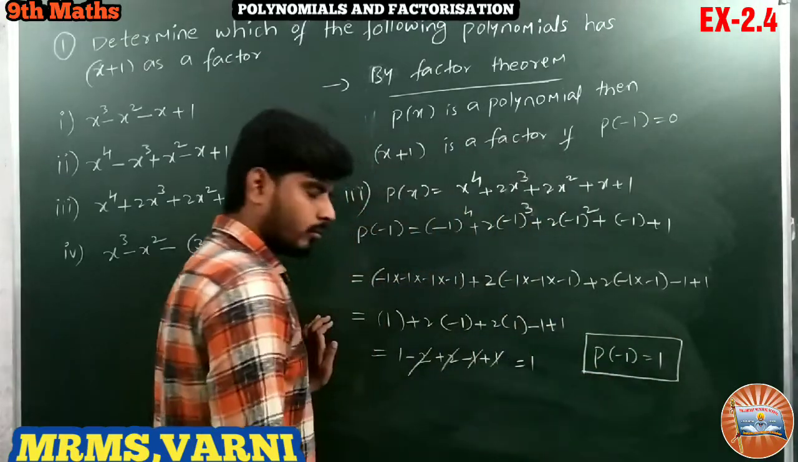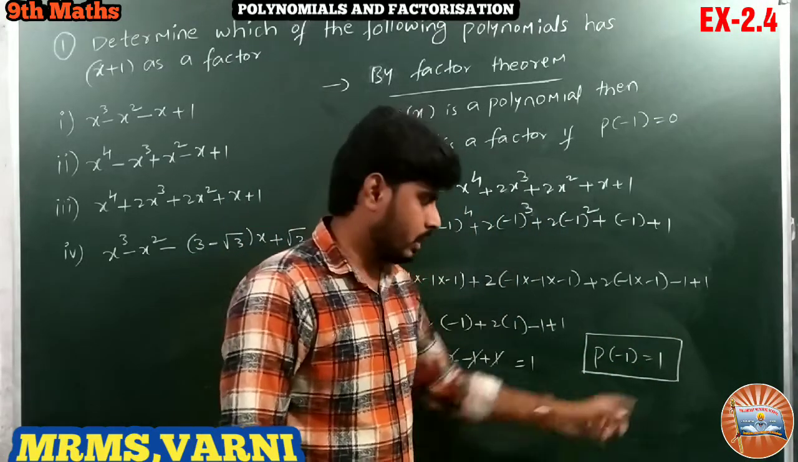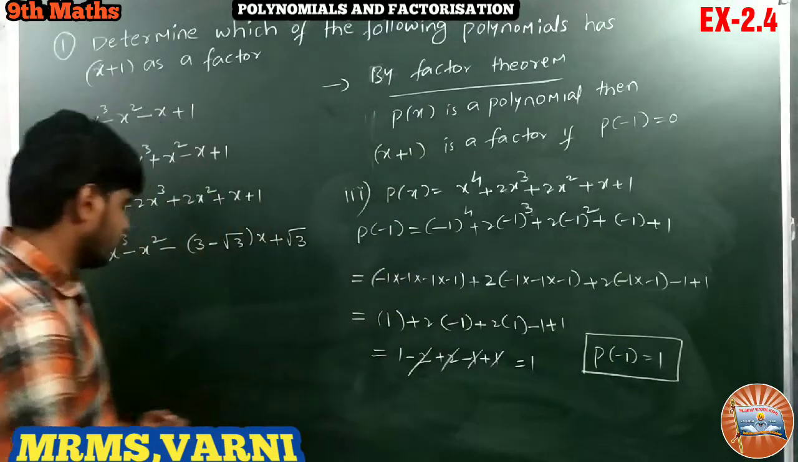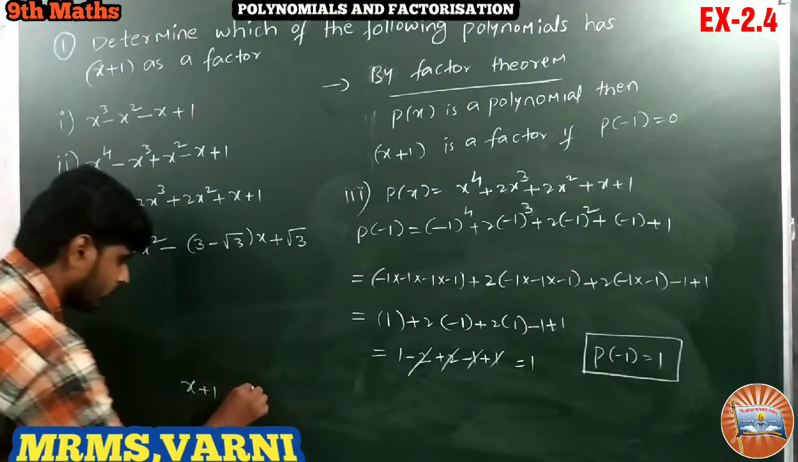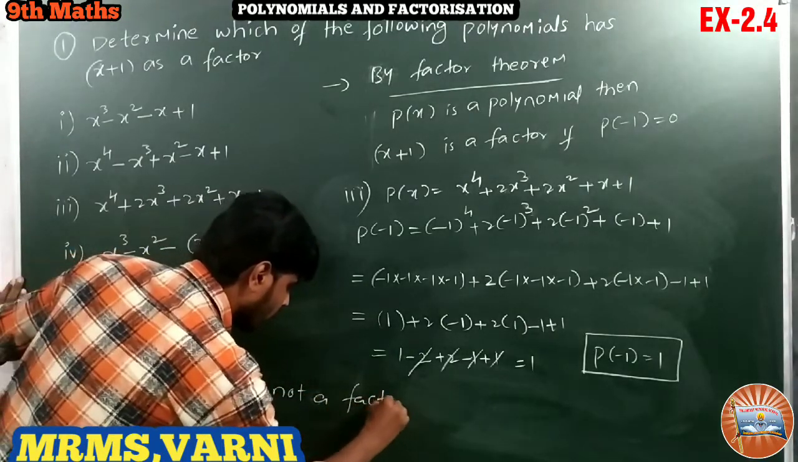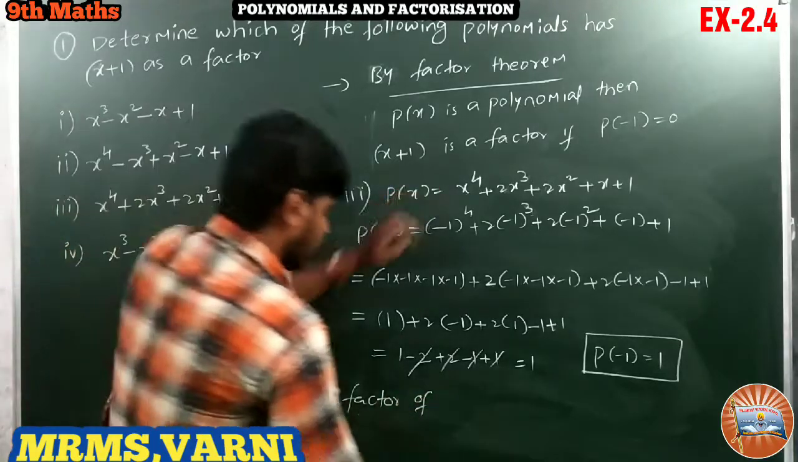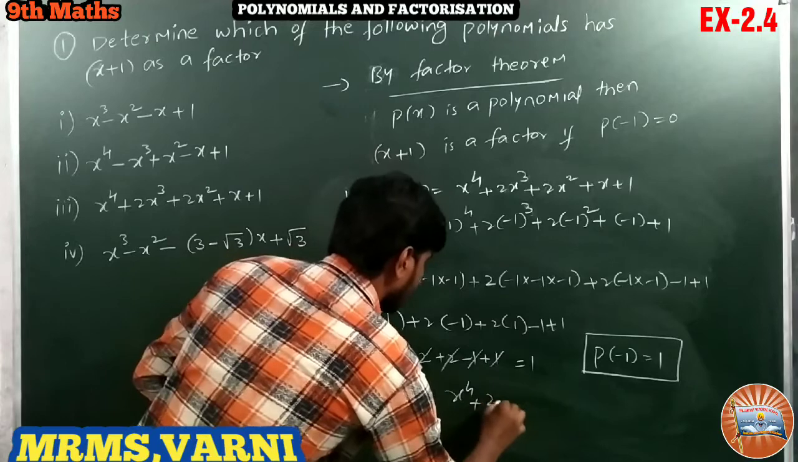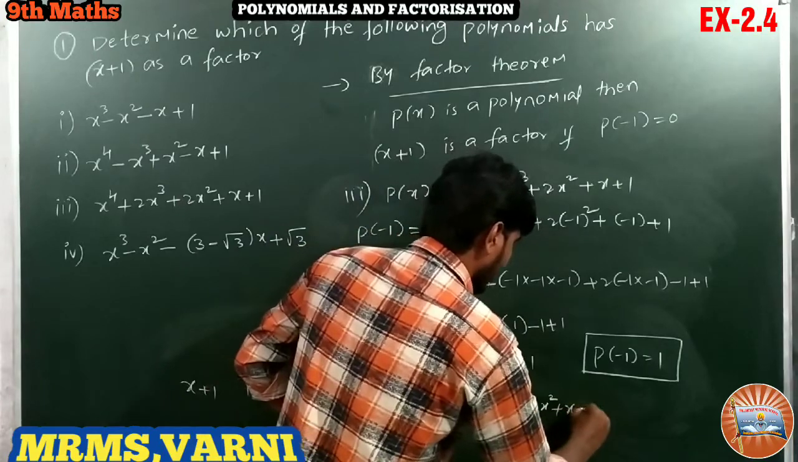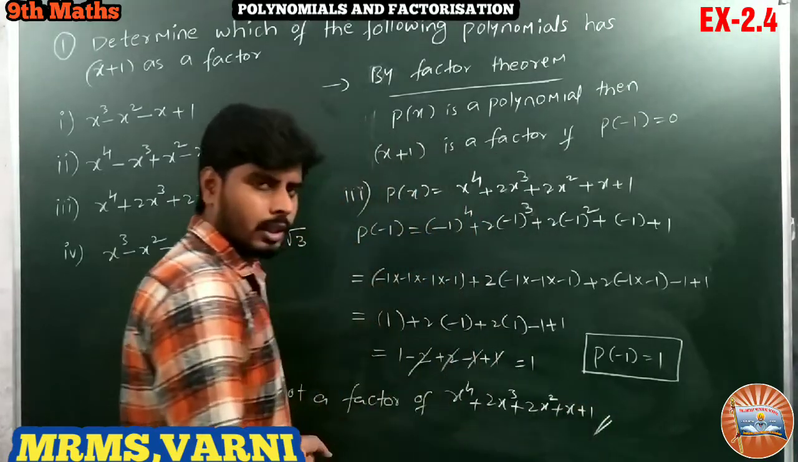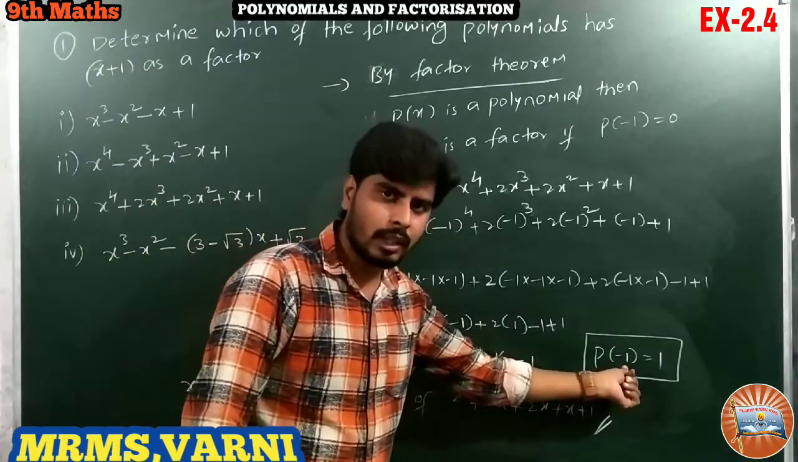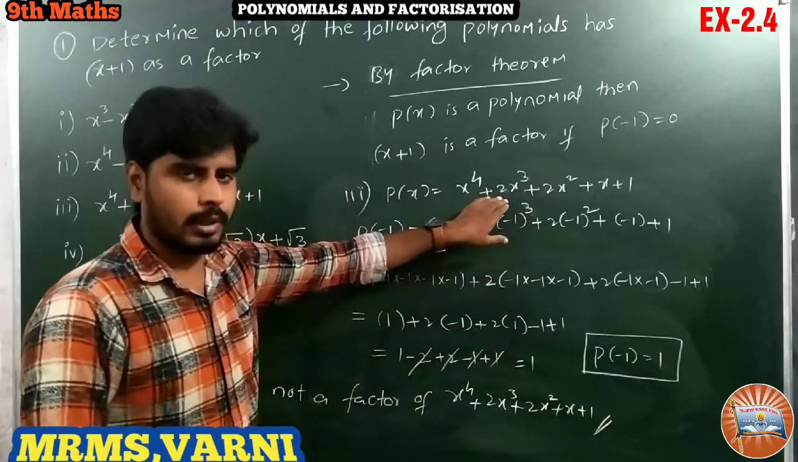Now what can we say? It is not equal to 0. Okay, if it is 0, then x plus 1 is a factor. But we got 1 here. So what can we say now? So x plus 1 is not a factor of x power 4 plus 2x cube plus 2x square plus x plus 1, isn't it? Right. So x plus 1 is not a factor of this polynomial, as well as you can say this minus 1 is not a 0 of this polynomial. Okay? Right.